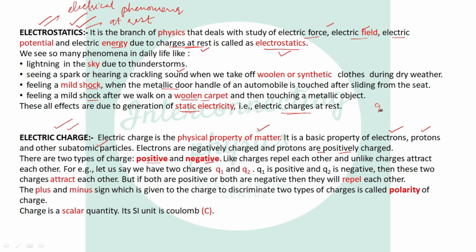Suppose we have two charges Q1 and Q2. If both are positive, they will repel each other. If both are negative, they will also repel each other. But if Q1 is positive and Q2 is negative, they will attract each other. So like charges repel each other and unlike charges, meaning different charges, attract each other. The plus and minus signs given to the charges, plus Q1 and minus Q2, to differentiate two charges is called the polarity of the charge.